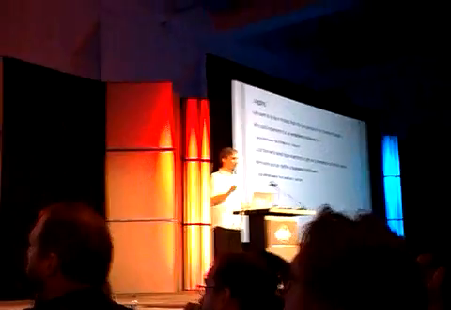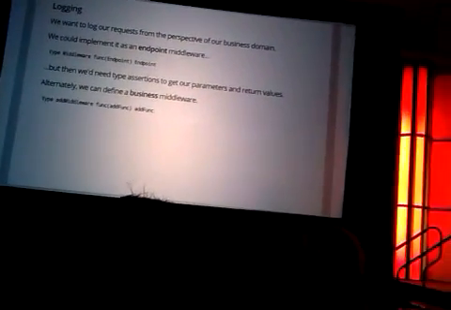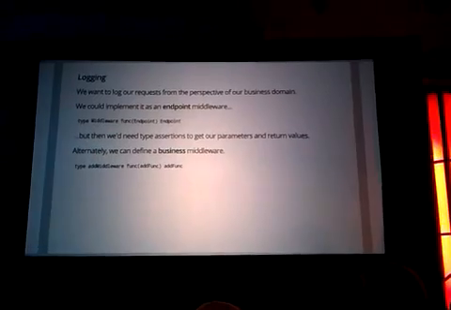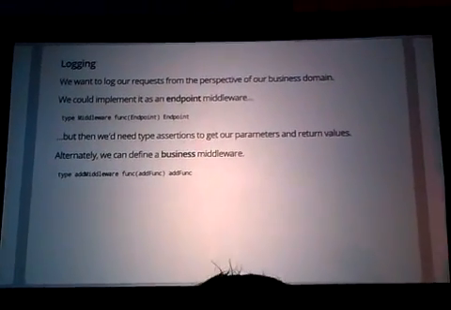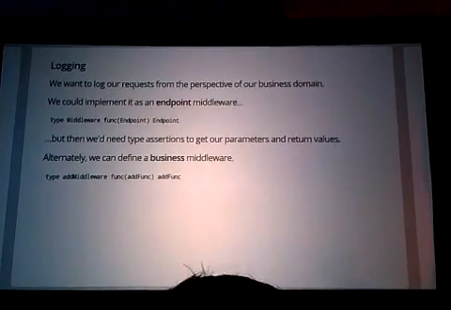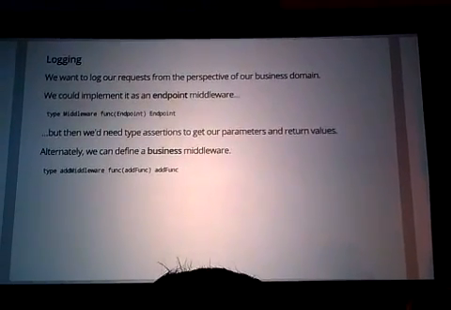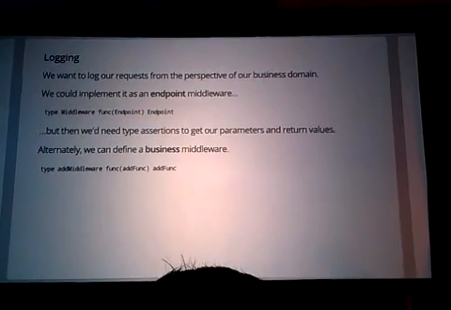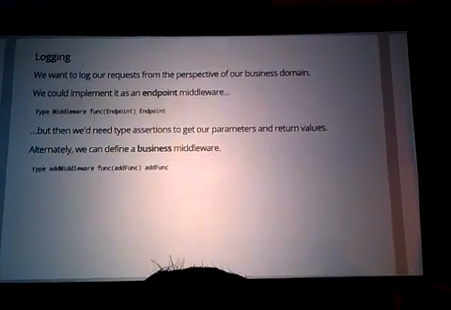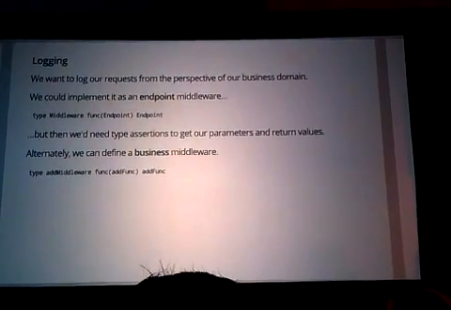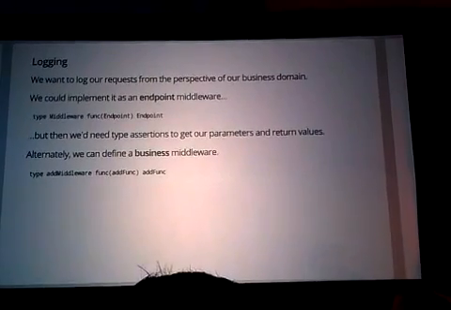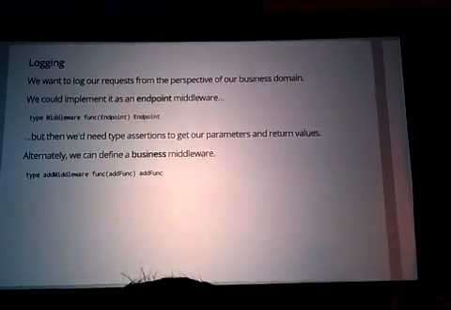So, let's think about one such concern. We've implemented our app, but we don't know anything about it. We want to log all the requests to it, presumably. So we could do that by implementing an endpoint middleware, which is a function that takes an endpoint and returns an endpoint. But then we have to do type assertions or something to get our parameters and return values out, and that's not great. So alternatively, we can define a business middleware, and that's the same pattern. It takes an add func and returns an add func, but now we have access to the parameters of the add func, and so we can do things with them.